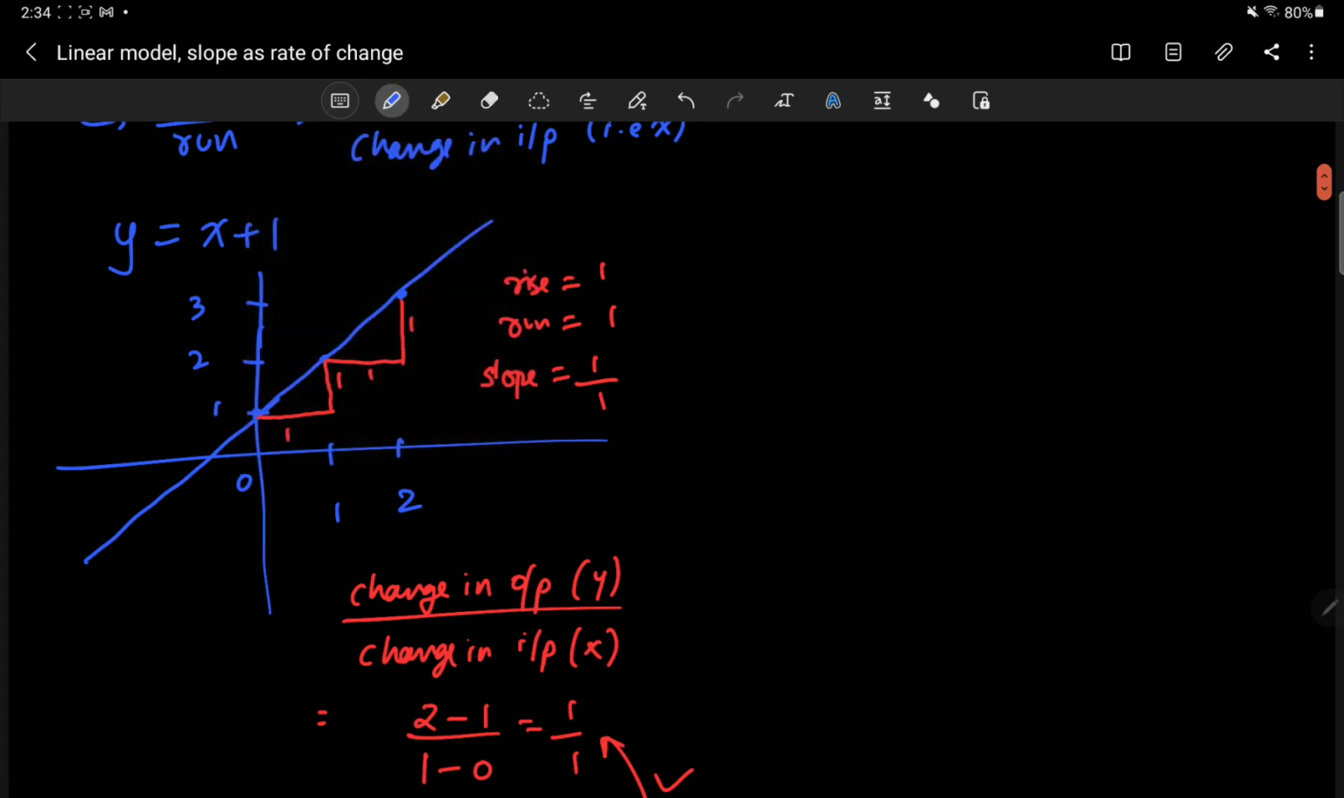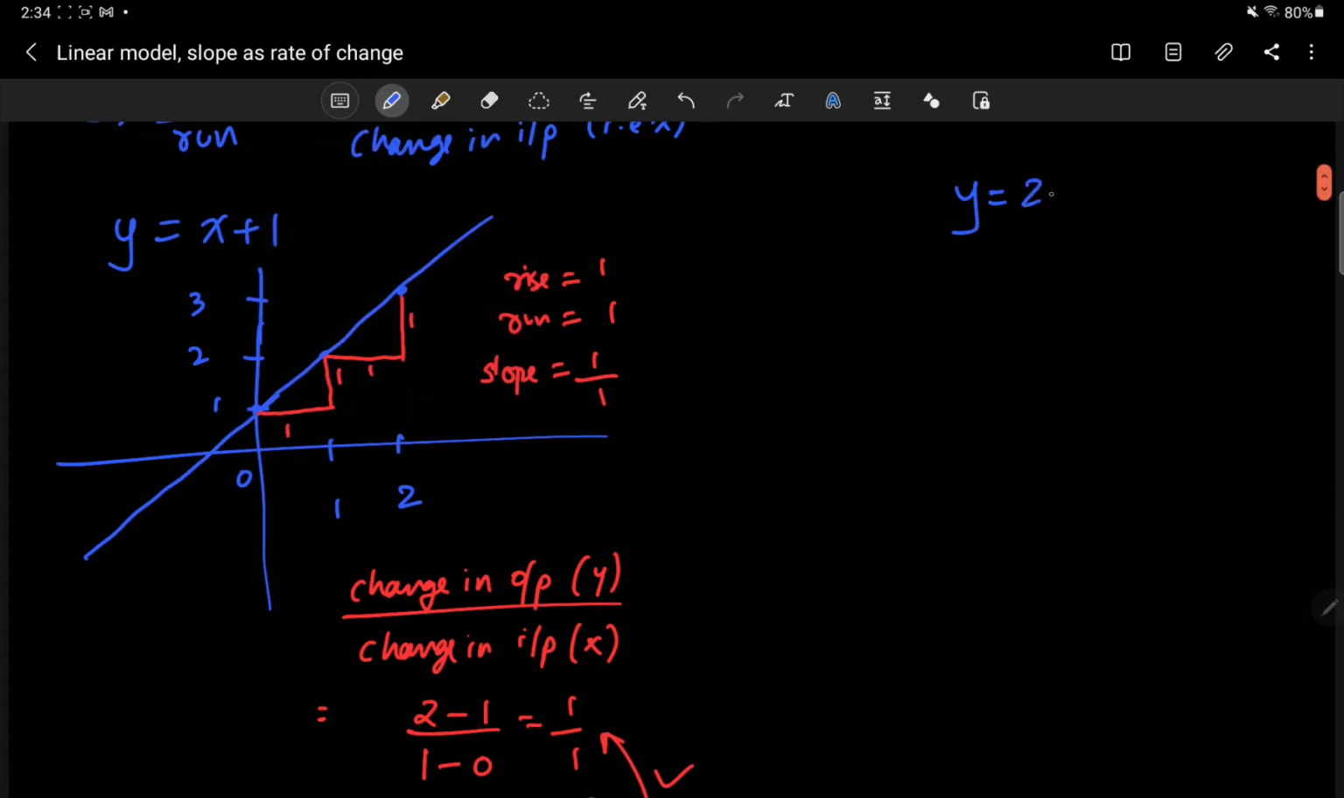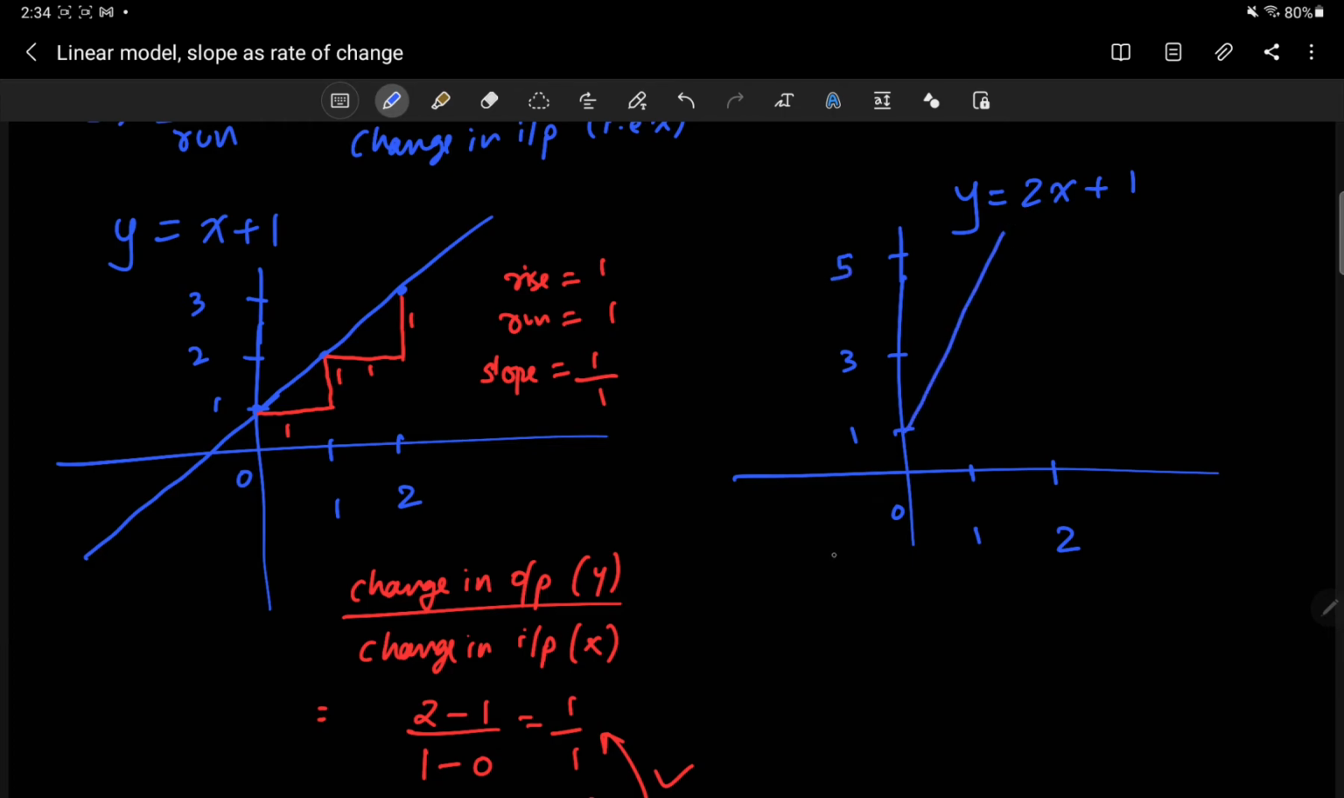Now, to illustrate the difference, let me show another line, say 2x plus 1. Now, in this case, when x is 0, y is 1. When x is 1, y is 3. When x is 2, y is 5. So here, that's what the line looks like.